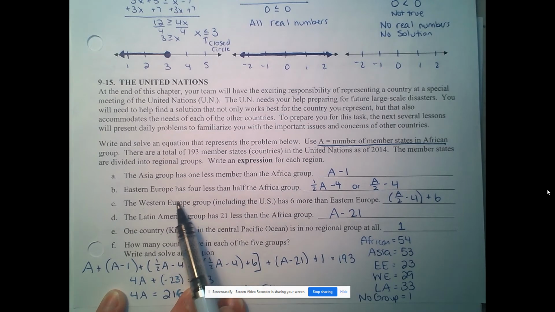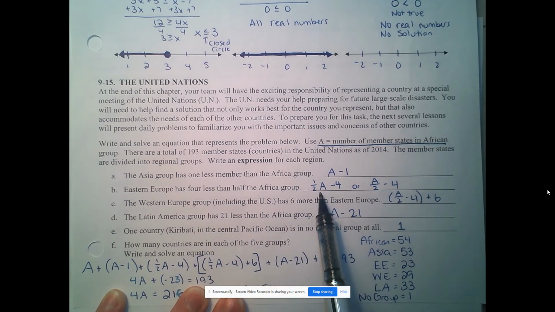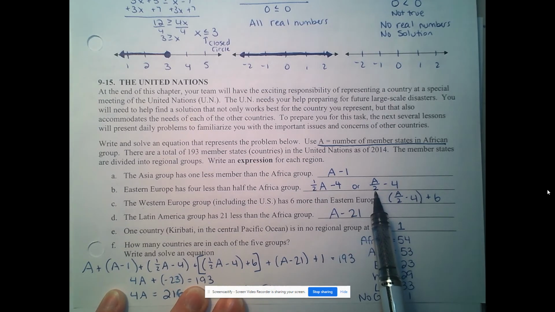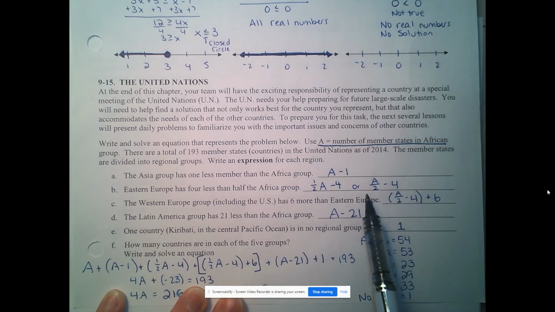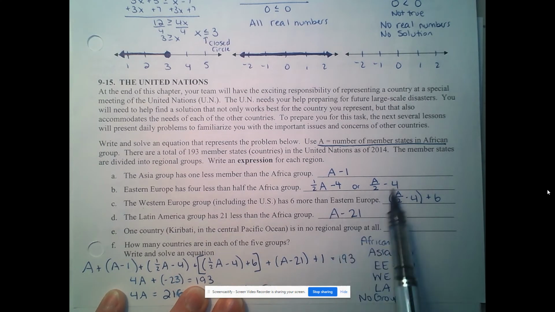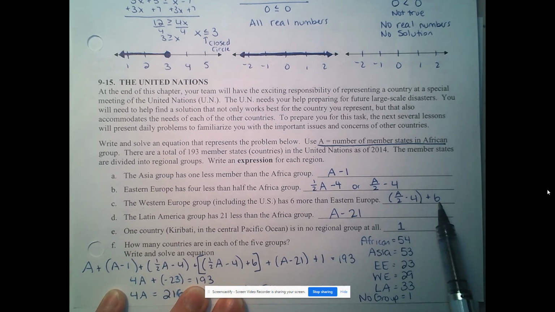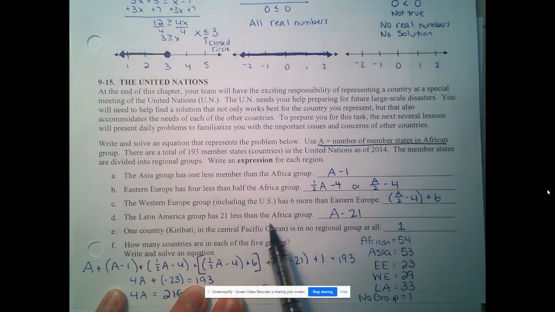Eastern Europe has 4 less than half the Africa group. So we can either do half A or we can do A divided by 2. And then to get 4 less, we would subtract 4. Both of those answers are acceptable. The Western group has 6 more than Eastern Europe. So you'd need your answer from part B, and then you would just add 6 to it. The Latin American group has 21 less than the African group. So the African group's number, whatever that may be, minus 21 would be 21 less.